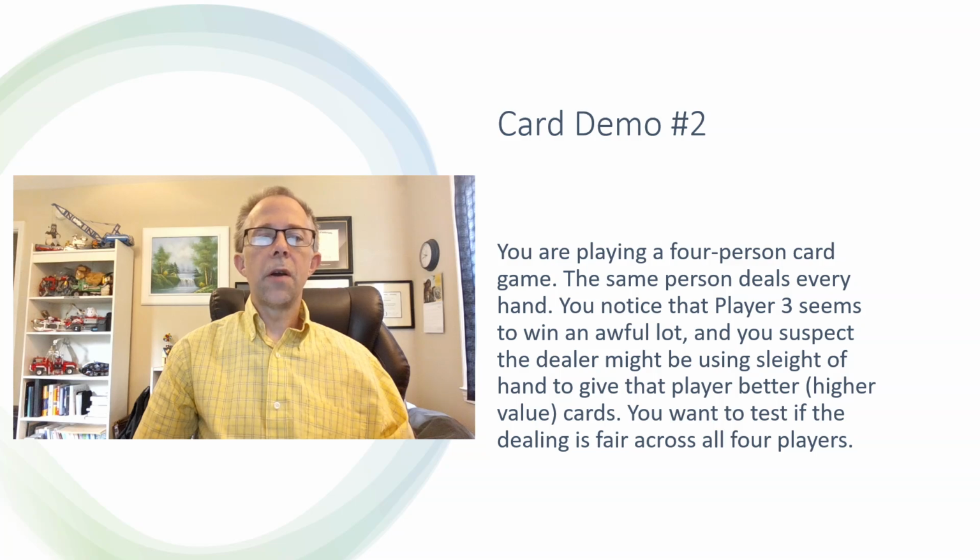We have another scenario that we can do a test for. Here we're playing a 4-person card game. The same person deals every hand, but you notice that player 3 seems to win an awful lot, and you suspect the dealer might be using sleight of hand to give that player better, higher value cards. You want to test to find out if the dealing is fair across all 4 players. This seems like a great scenario for trying out an ANOVA.